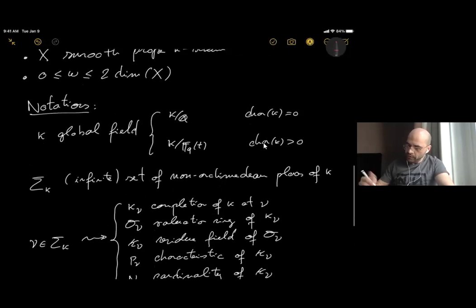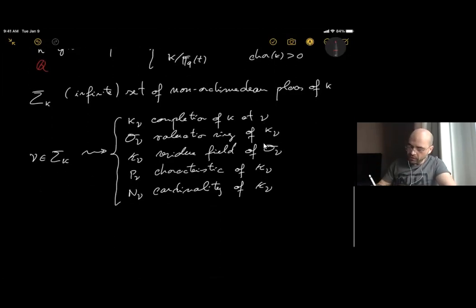So maybe an example, just to give an idea, what are those things? Suppose that we are actually over Q, then the set of non-Archimedean places is in correspondence with the prime numbers. And so if I choose a prime number, this will give rise, the completion will be the p-adic numbers. This will be the p-adic integers. This will be Z mod p. This will be the characteristic, which will be p, and the cardinality, which will also be p.